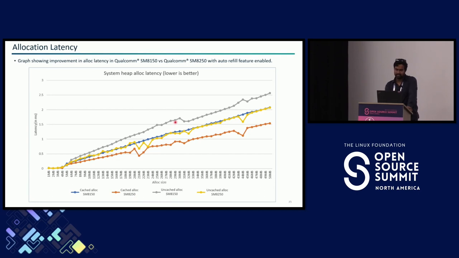In the gray and the orange one, you have the system heap allocator going from a few megabytes to a few hundreds of megabytes here. Lower is better, of course. The latency is much, much better for the SM8250, the orange one, which has this auto refilling feature. This is because it makes sure your pool always has memory in it, with a majority of 2 megabyte blocks available, which reduces fragmentation, and with reduced latency you get this nice reduced allocation latency for the system heap.